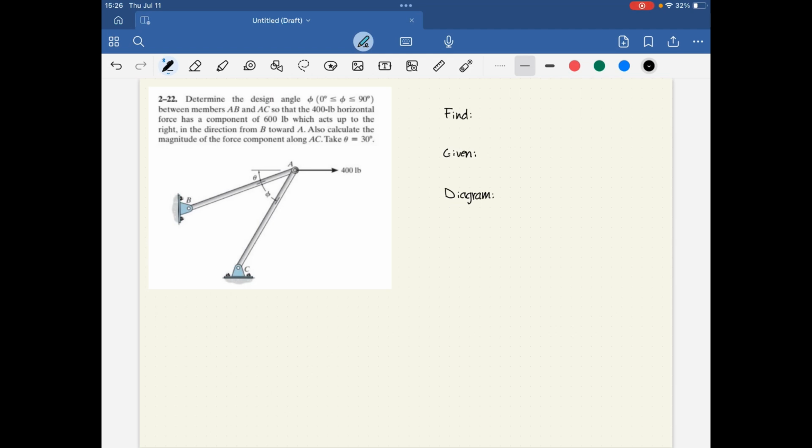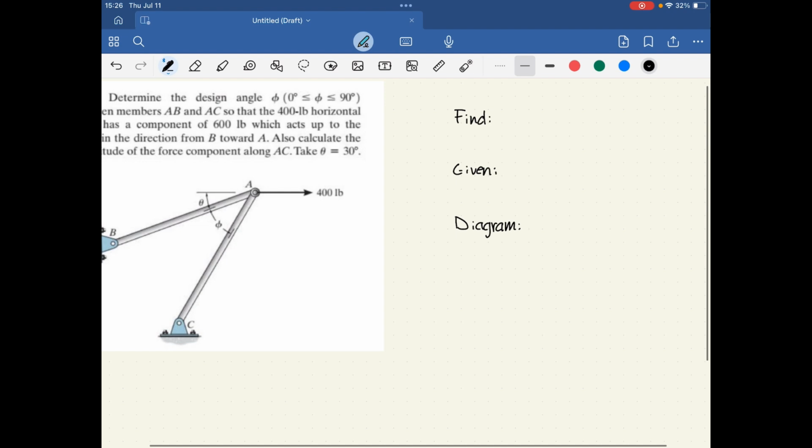Question 2-22 states, determine the design angle phi between members AB and AC so that the 400-pound horizontal force has a component of 600 pounds which acts up to the right in a direction from B toward A. Also calculate the magnitude of the force component along AC. Take theta to be equal to 30 degrees.